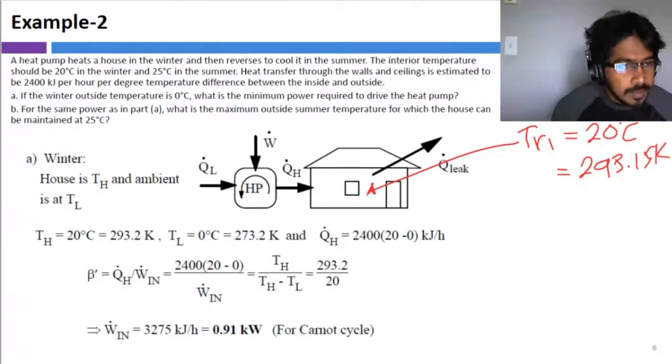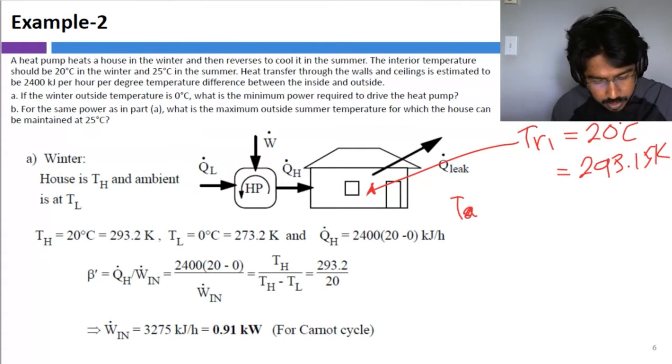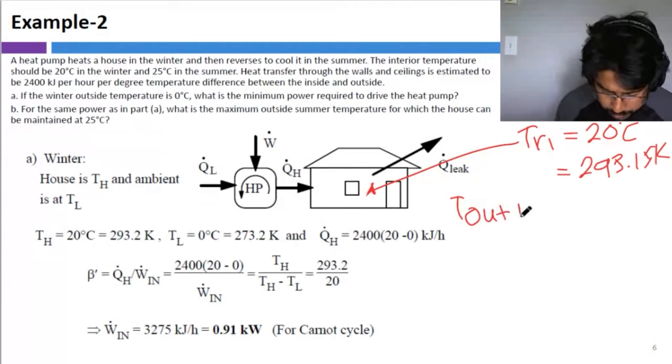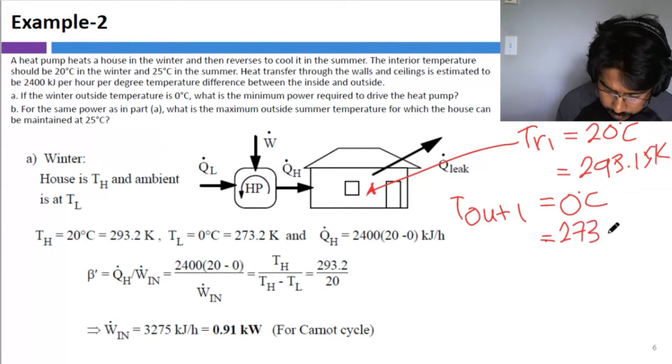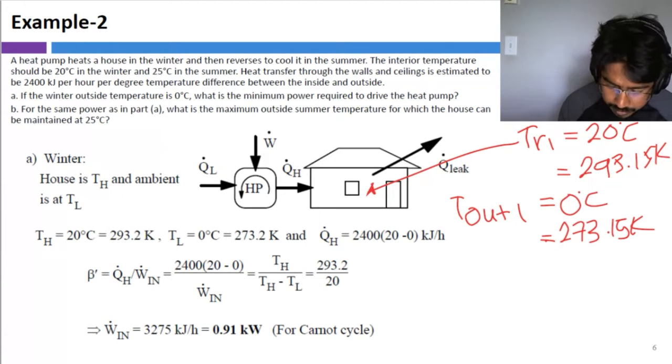Okay, if the winter outside temperature is 0 Celsius, okay, outside, T ambient, so we'll say T out 1, T out 1 equals 0 Celsius, or we can say 273.15 kelvins, right? And then Q leak, the rate of heat leakage is given.